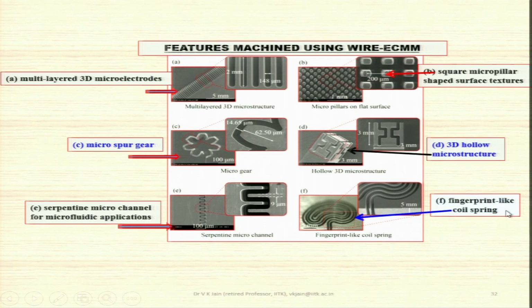And here is the fingerprint-like coil spring that you can see over here, and this is the enlarged view of this particular part. So these are very interesting applications of wire electrochemical micromachining.